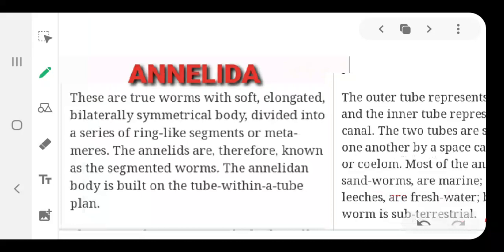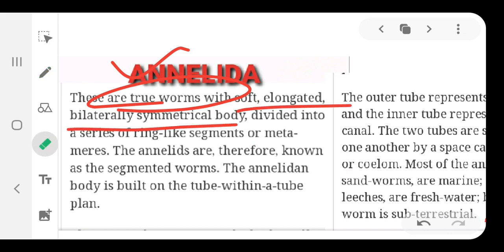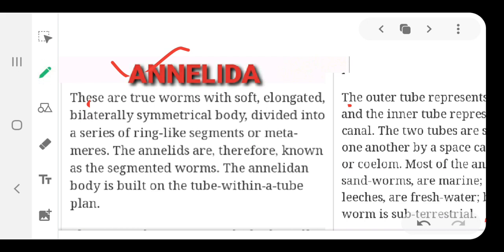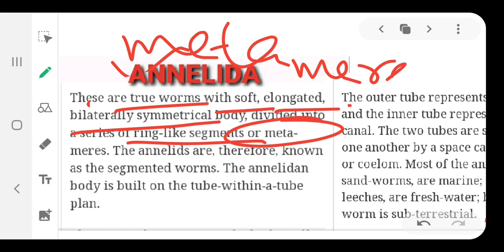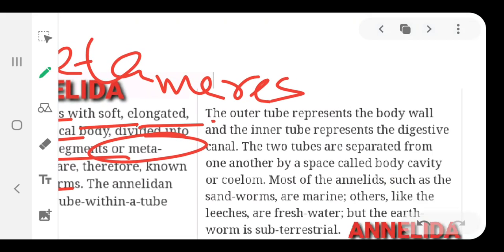Further, you can write down for the same phylum, annelids: they are the true worms with a soft, elongated, bilaterally symmetrical body. Write down all these terms. Number one, true worms, soft, elongated, bilaterally symmetrical body with ring-like segments going throughout. Underline the new word: these segments are called metameres, M-E-T-A-M-E-R-E-S. These segmented lines are referred to as metameres, so we also call them segmented worms. Make sure you know this new term, metameres.